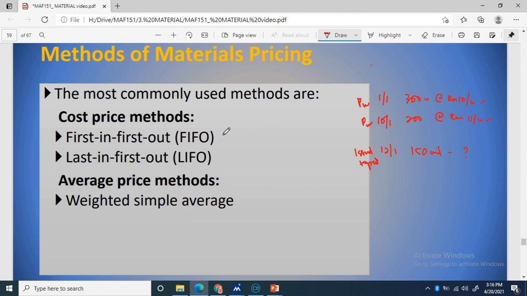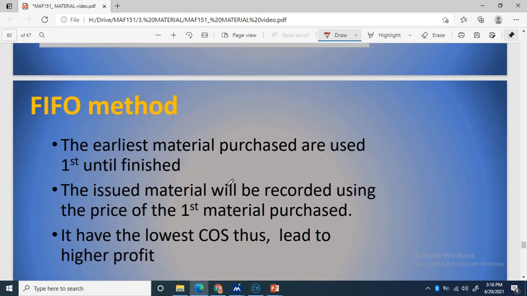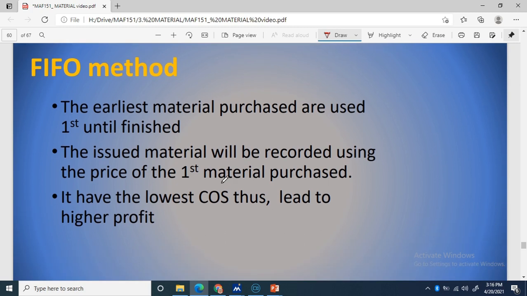So we base it on these three methods. Either first in, first out, which means we take the first price, or last in, first out, or we calculate the weighted average method. So what is first in, first out? The first method is the first in, first out method. We take the earliest material purchased, which is used first until finished. That means we take the first price that we purchased.